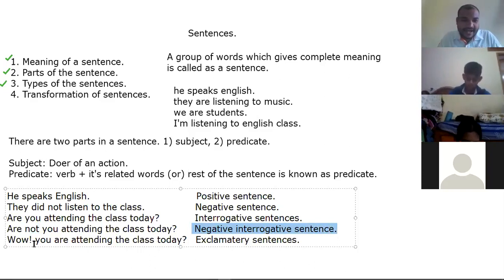And the last type, what is this? Exclamatory mark. So if you are able to identify the exclamatory mark, it will be an exclamatory sentence. Very good. So, have you all understood the difference? What is meant by positive, negative, interrogative, and exclamatory sentence? Are you all able to understand these types of sentences? Any doubts here regarding all these types?